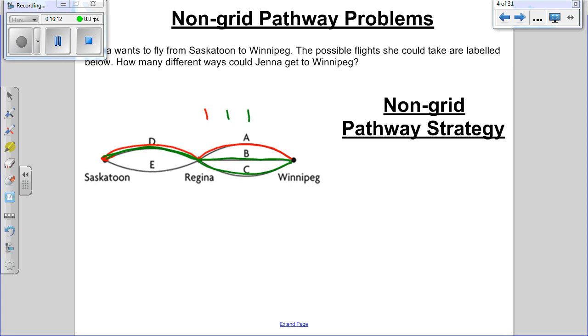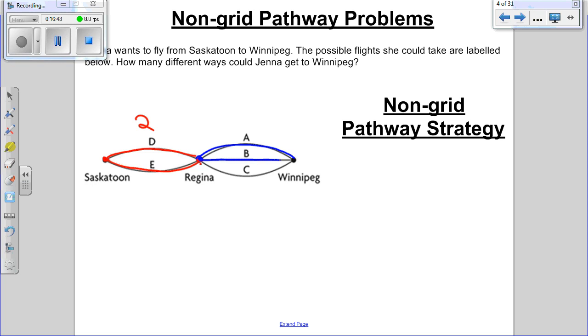So what we do instead is we figure out how many different ways she got from Saskatoon to Regina. Then let's just multiply that number. It's exactly what we're going to do. How many ways can you get from Saskatoon to Regina? There's only two ways there. You went D or you went E. There's two routes. And then my question is, how many ways can you get from Regina to Winnipeg? And there's three pathways into Winnipeg.